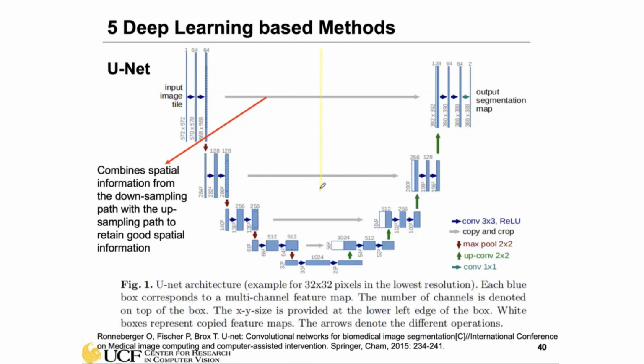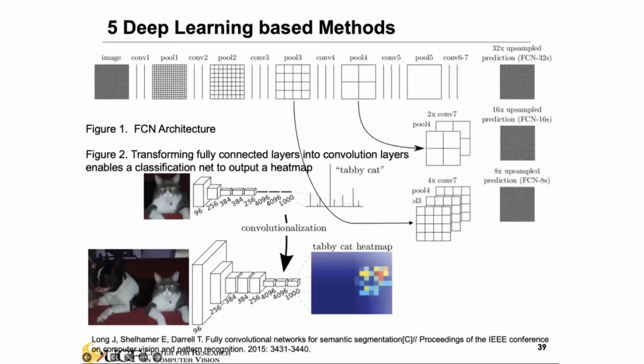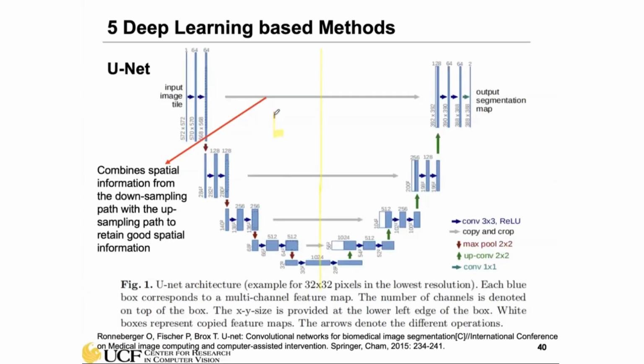If you just look at the left, this is called the encoder side. And on the right, this is going to be the decoder side. So we have this encoder and decoder structure. The encoder is encoding the features from the image using convolutional layers and pooling layers. And the decoder side is gradually upsampling the feature map to the original input resolution.